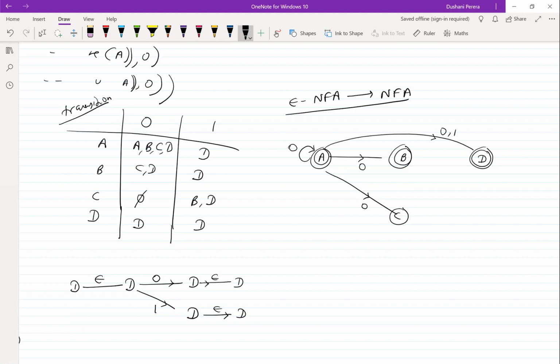Okay, right. Thereafter, when I take B, I can go to C and D. Then when I'm at C, I can go to B upon 1 and also D upon 1. Okay. Then finally, when I come to D, I recurse there itself.